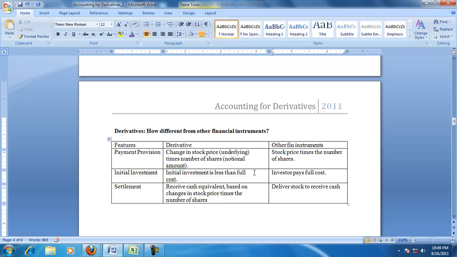Initial investment is invariably a very small amount, whereas here the full cost has to be paid. The final settlement is a change on the difference, or the price paid is the difference, and equivalent based on the changes in the prices, whereas in this case there is a delivery of stock to receive the cash. So basically the difference is because of the payments provision, initial investment and settlement.